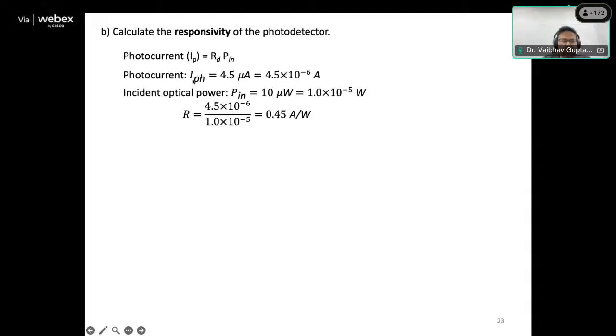Since I_PH is given to us, what is the photocurrent? This was already mentioned. So the total incident power is the current I divided by the P. And then finally, we have a responsivity of roughly 0.45 for our detector.